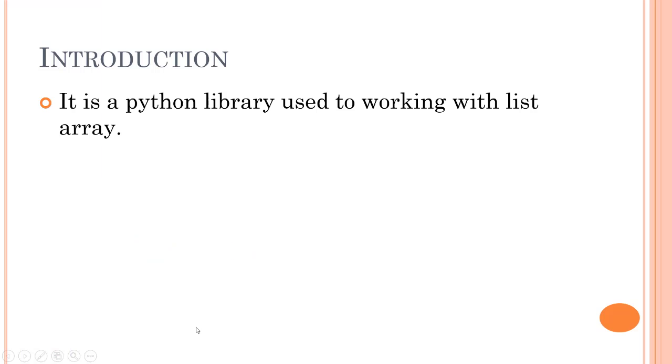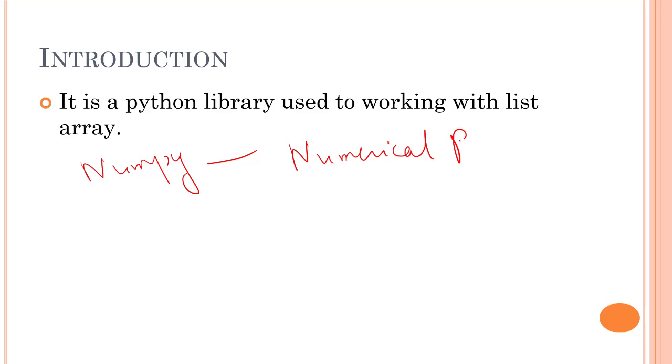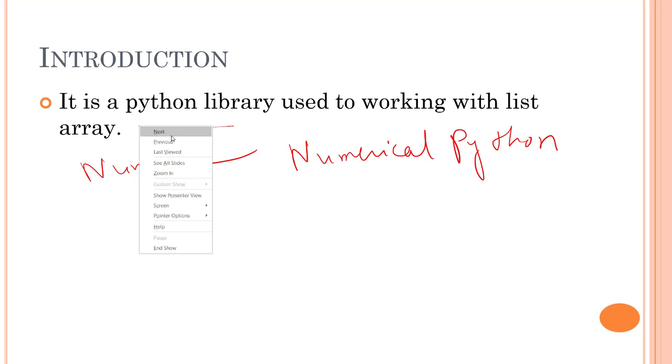So NumPy is also known as Numerical Python, a library which is used as an alternative for your list in Python. It is a Python library which is used for working with arrays. First thing, what do we mean by NumPy, or why do we call it Numerical Python? Basically, NumPy is also known as Numerical Python. And here, if you observe, it's a Python library.